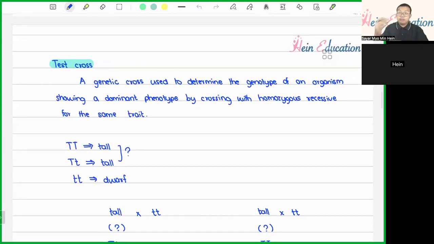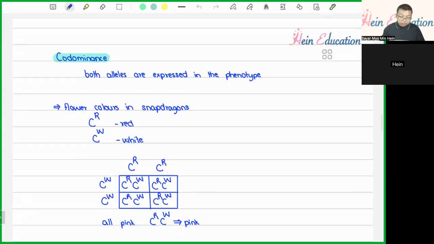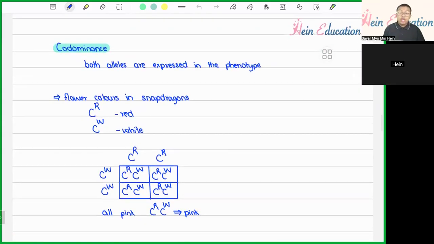We also talked about the test cross. A test cross is basically to identify the genotype of a character expressed by a dominant phenotype, by crossing with a homozygous recessive for the same trait, to be able to identify whether this character is homozygous or heterozygous. So this would be a test cross. And last but not least, we talked about codominance, where both alleles are expressed in the phenotype, and we stopped at flower colors in Snapdragon.